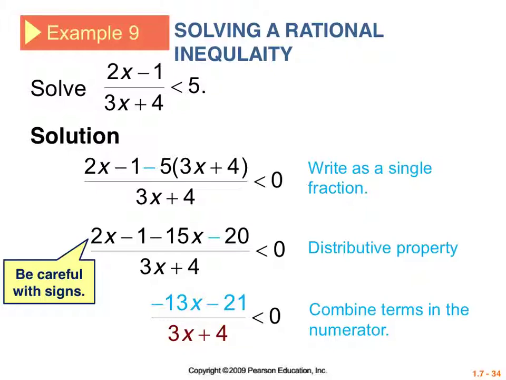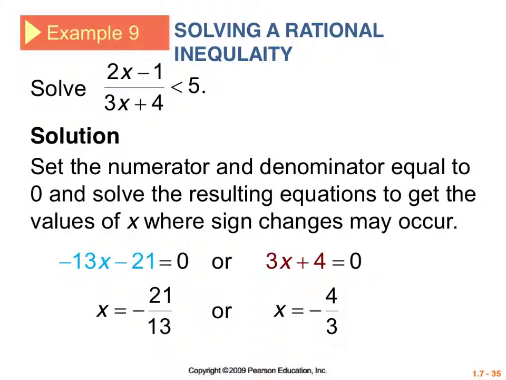over 3x plus 4. And so now I'm going to take the numerator and the denominator and set them equal to 0 so that I can determine my two boundary points for the intervals on my number line. So that's been done for us here. Solving for x, I get -21 over 13. Solving for x here, I get -4/3.